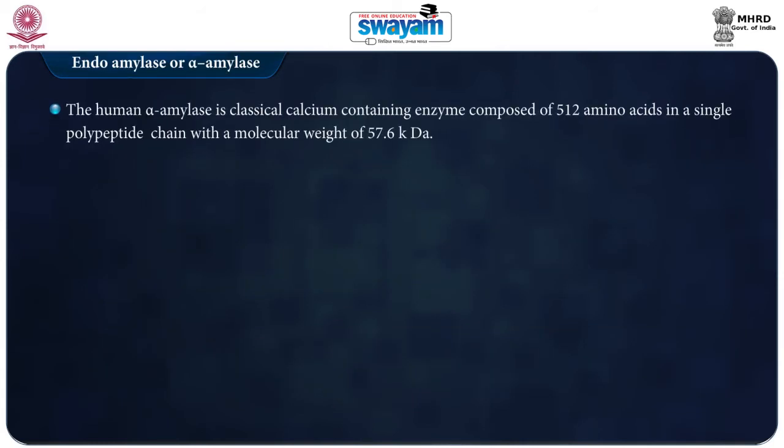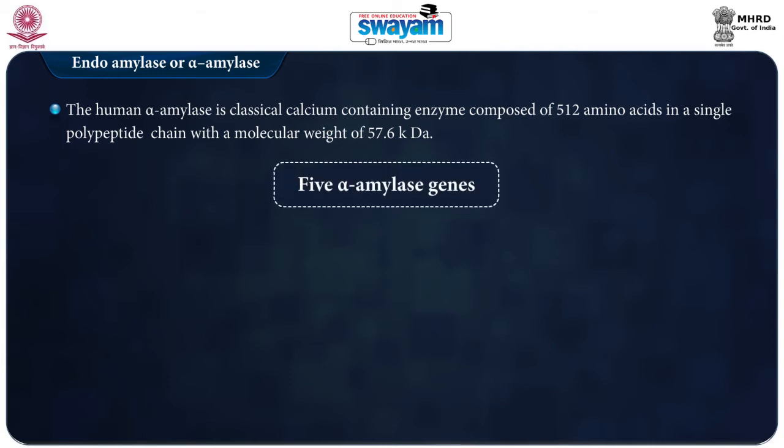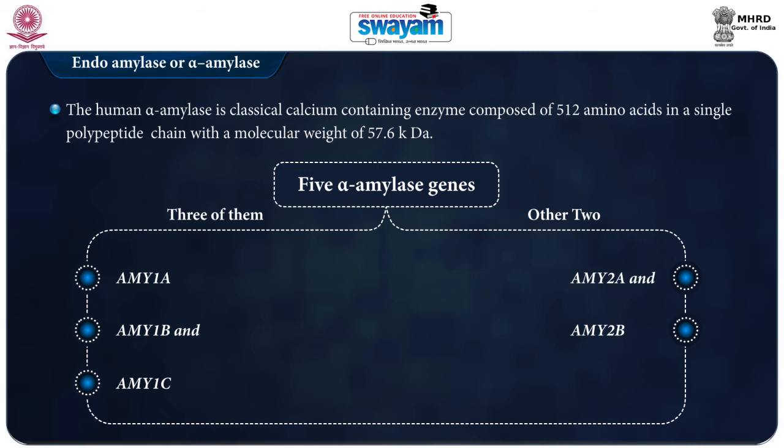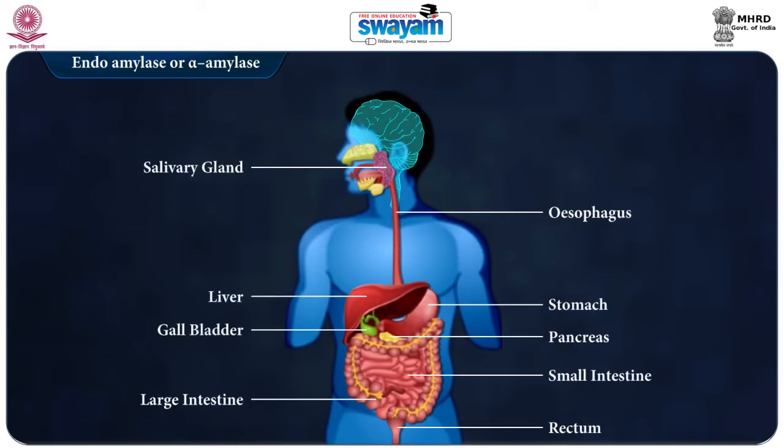Human alpha-amylase is a classical calcium containing enzyme. It is composed of 512 amino acids in a single polypeptide chain with a molecular weight of about 57.6 kD. There are 5 amylase genes clustered in chromosome 1. Three of them code for salivary amylase: amylase 1A, amylase 1B and amylase 1C, and the other 2 genes, amylase 2A and amylase 2B, are expressed in pancreas. Human salivary and pancreatic alpha-amylase share a high degree of amino acid sequence similarity.